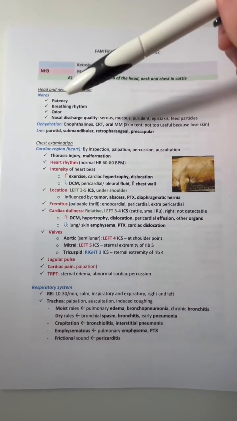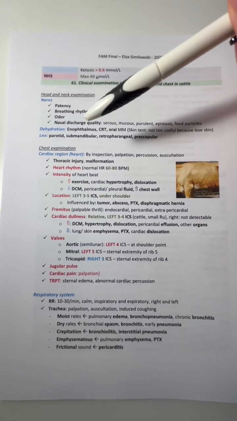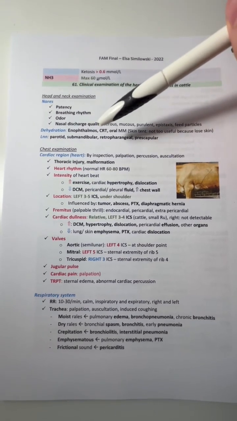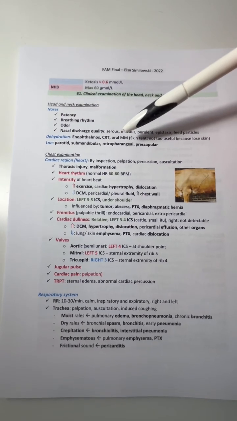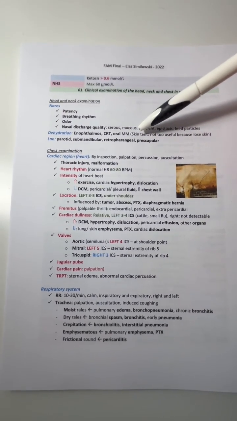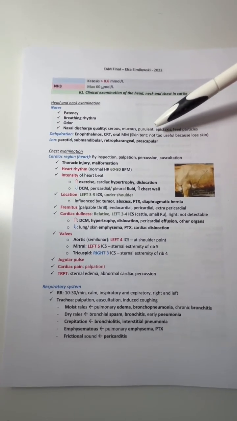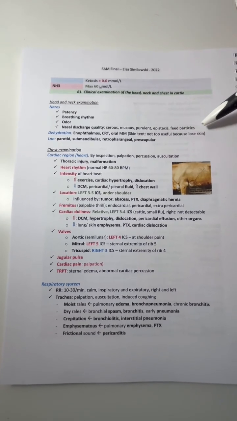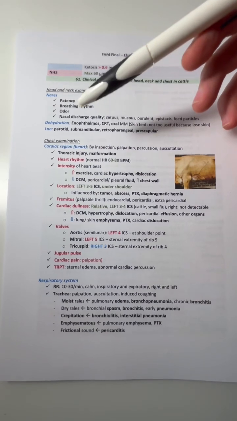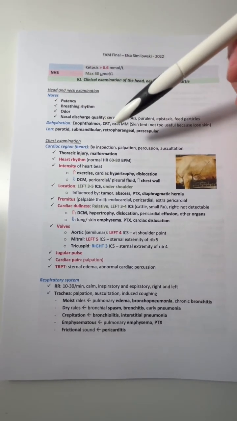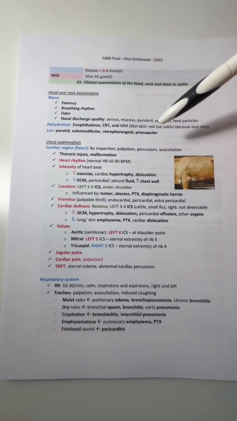For dehydration, check if there's enophthalmos, which means sunken eyes, an increased capillary refill time, and also check the oral mucous membranes. It's important to note that the skin tent or skin test does not work in cattle because their skin is too loose. And also check their lymph nodes, such as the parotid lymph node, the submandibular lymph node, the retropharyngeal lymph node, and the prescapular lymph node.